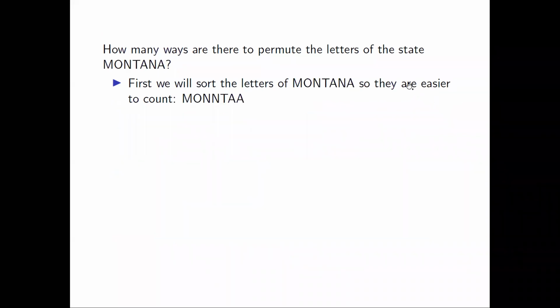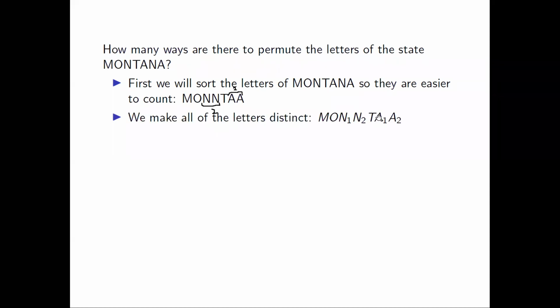Here's another similar one. How many ways are there to permute the letters of the state Montana? So we'll start out by writing Montana in an order where we group the similar letters together. So we got 2 N's here, we got 2 A's. Everything else is distinct. And first step, like we did on the last slide, we'll make all these letters distinct. So we'll add subscripts to the N's and to the A's. So the N's turn to N1, N2, the A's turn into A1, A2.